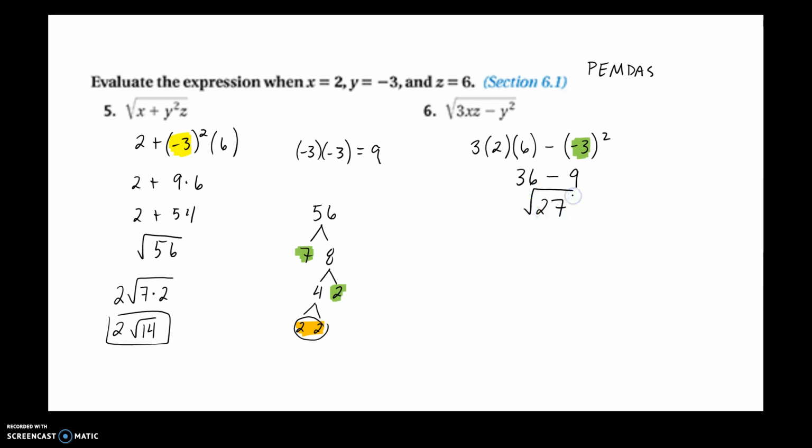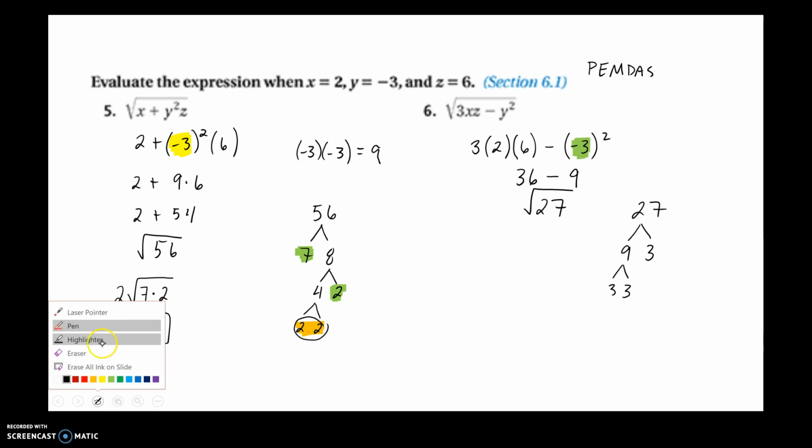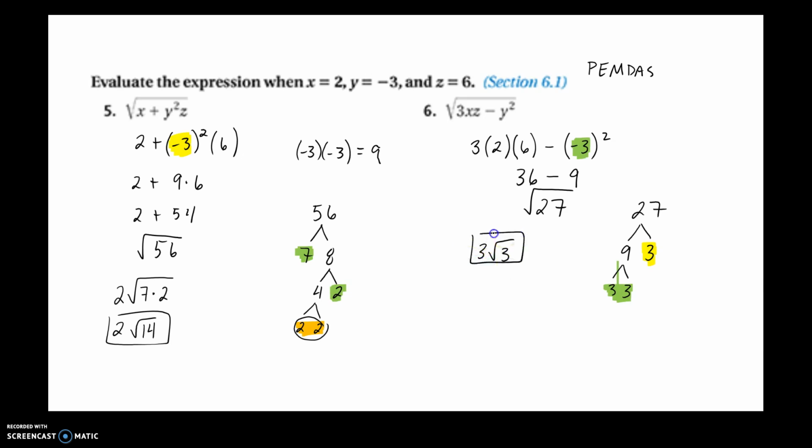Now I'm taking the square root of that. So 27 has factors of 9 and 3. 9 can be factored further to 3 and 3. So I have my pair together. But then you have that 3 alone, okay, without a pair. So it would simplify to 3 times the square root of 3. So that would be your final answer for 6.